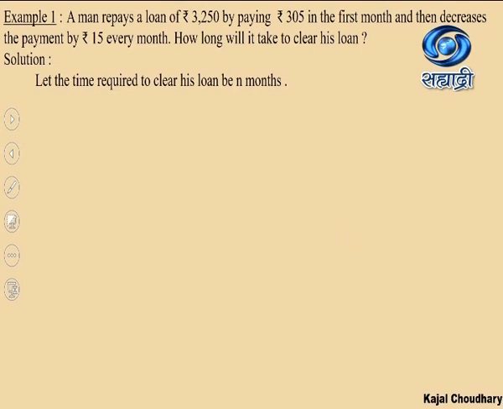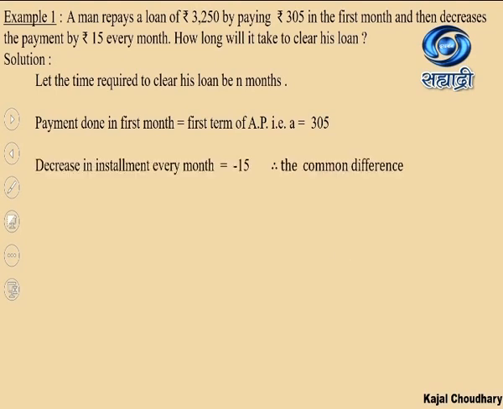Now let the time required to clear his loan be n months. So the payment done in the first month will be the first installment, that is the first term of the AP, 305. The decrease in installment is going to be every month. Therefore, the common difference is going to be that decrease in installment, which is given as 15. Now, as it is decreasing, therefore, minus 15. If it were increasing, then plus 15.